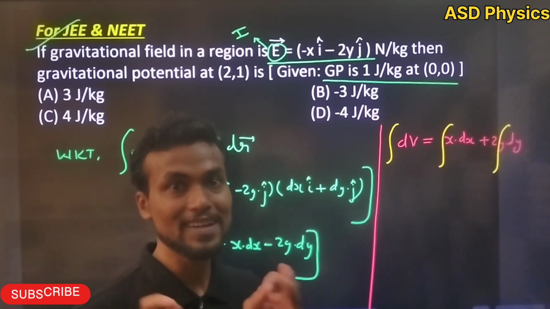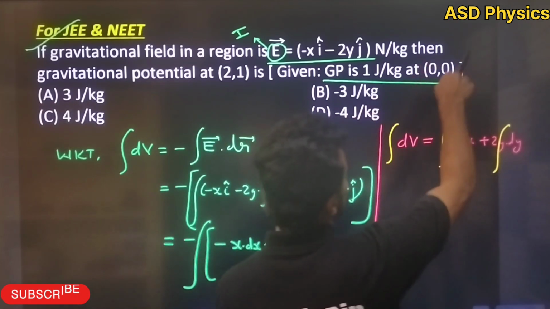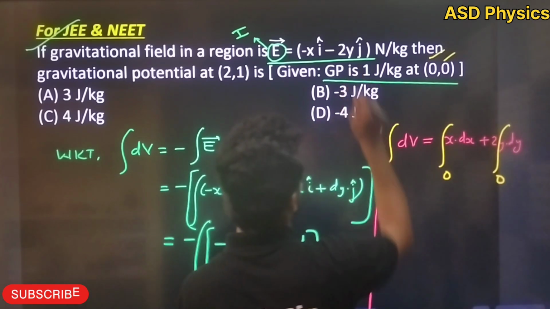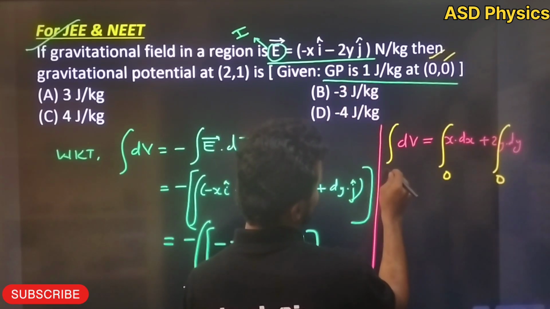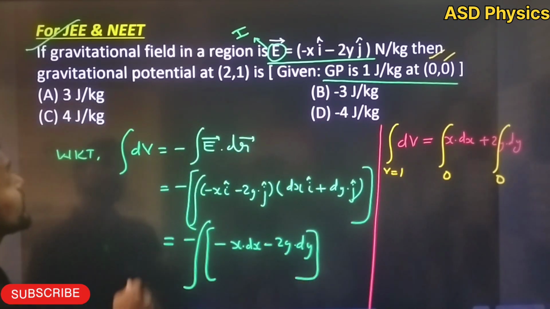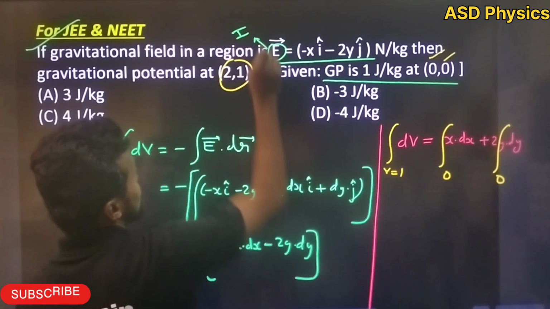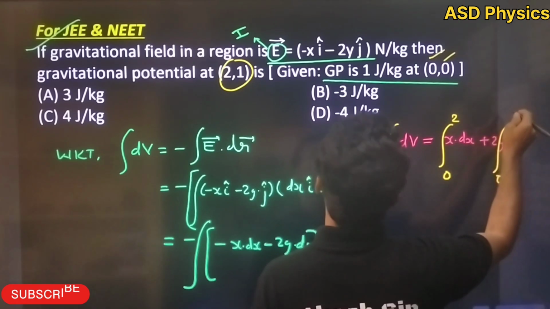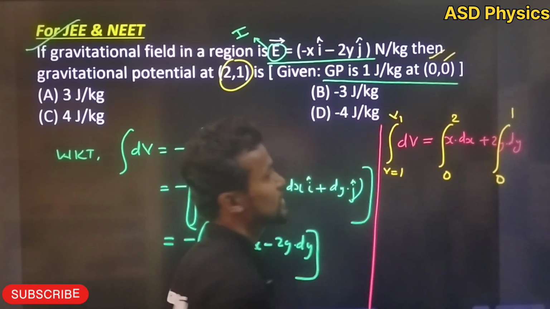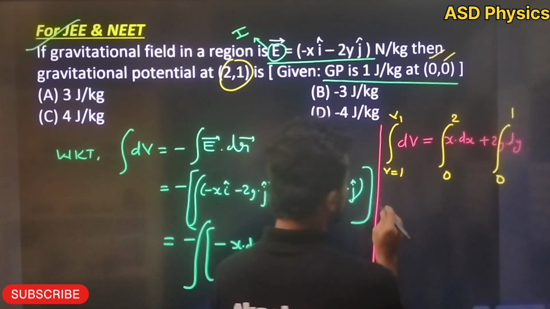Now we have to put the limits. The lower limit is (0, 0). When x is 0 and y is 0, the potential is 1. We'll write V equal to 1. After that, at which point do we have to calculate? At (2, 1). That means the x coordinate is 2 and the y coordinate is 1, and there we have to calculate the potential. Let's take that potential as V1.